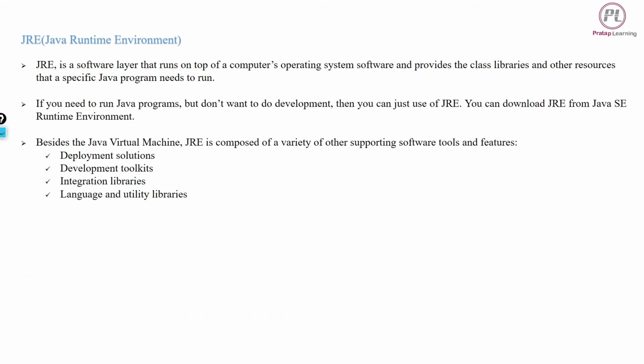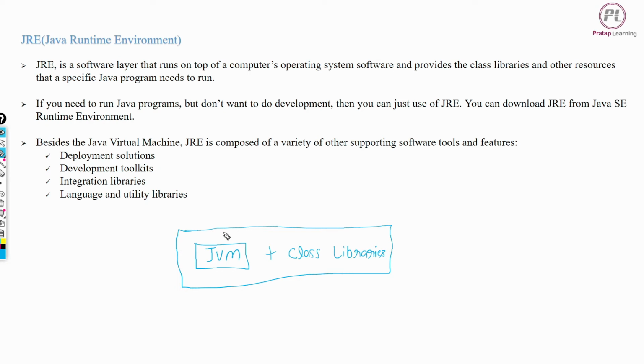So now we will see a basic diagram of JRE with JVM. Now we can see JRE contains JVM along with libraries. So it takes the help of libraries to run a Java program. So now I think everything is clear about JRE. Now we will move forward to JDK.